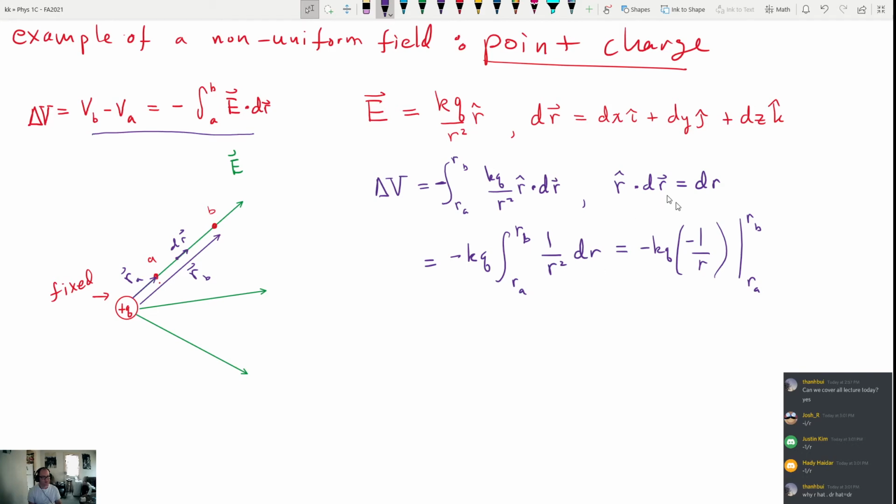Why does r hat dot dr equal dr? Okay, so r hat would be a vector that points this way, right?